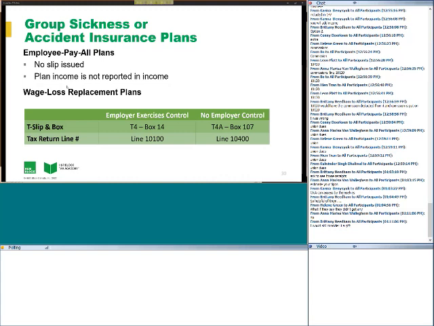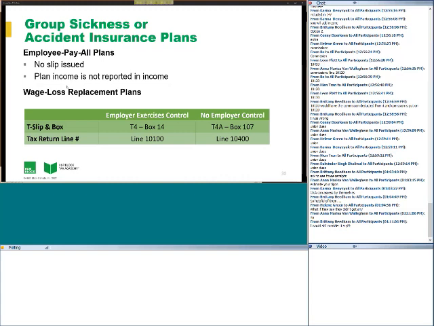If the employee pays for everything, if they pay all the premiums, and then if they have a disability, they get income from that disability plan, that income is not taxable and not reportable. They will not get a slip, and it does not have to be reported on income anywhere.